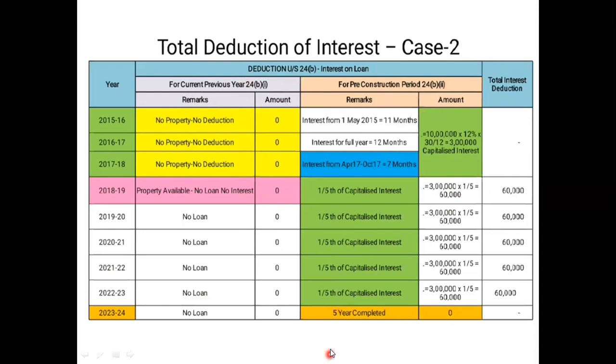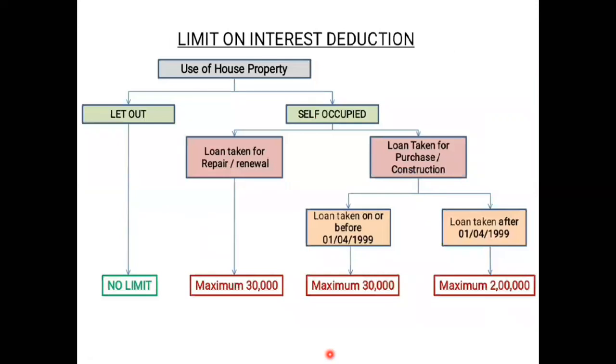Now, once you have understood the amount of deduction which can be claimed for each of these cases, the next step is to see what is the limit to which you can claim. Now, there is a limit on which an interest deduction can be claimed for the use of property. When the use of property is on let-out basis, there is no limit in terms of claiming. However, when you are dealing with a self-occupied property, there is a limit on interest deduction.